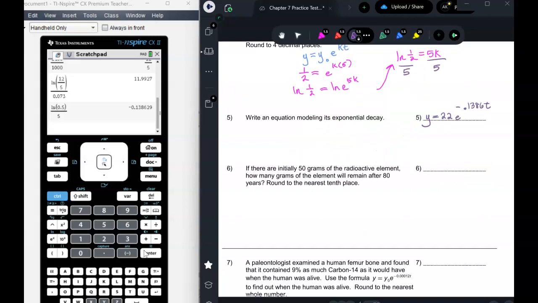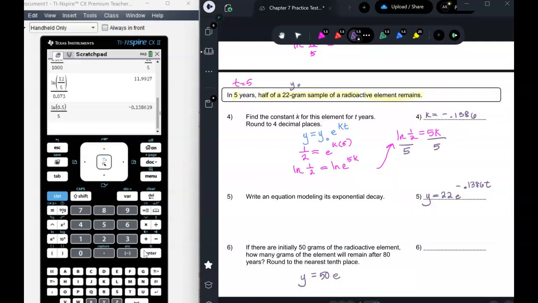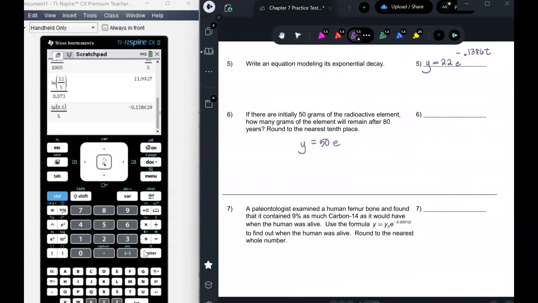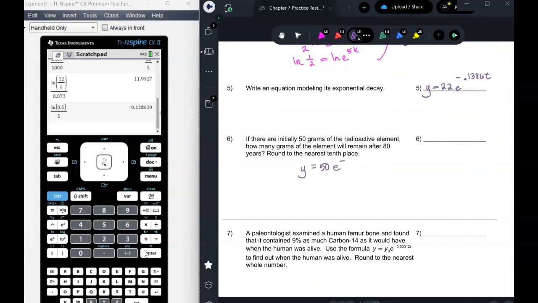Okay? So now they're saying if there are initially 50 grams present, how many grams will remain after 80 years? So it's the same thing, but instead of 22, we're going to start with 50. Because that was the 22, it says half of a 22-gram sample. e to the negative 0.1386 times how many years? 80.